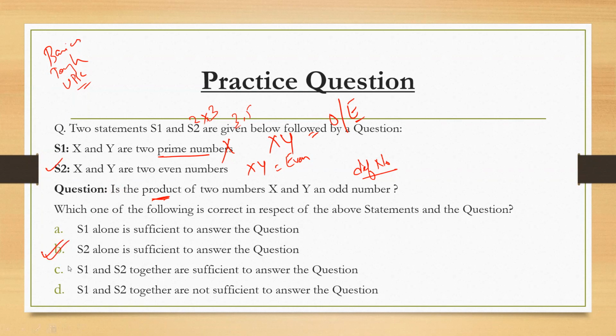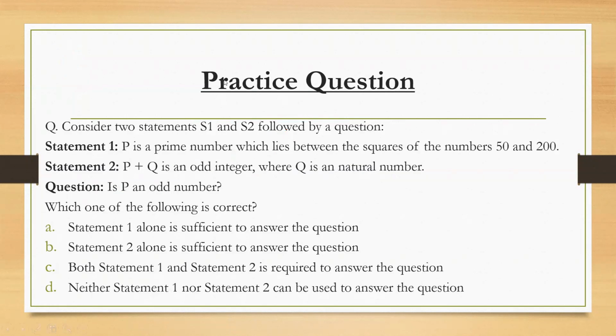Fine. Chalo. If this is clear to you, try this one. Next one. Again, the question is, is P an odd number? And two statements are given. The first statement is, P is a prime number which lies between the squares of the numbers. Statement 2 is, P plus Q is an odd integer. So you tell me which statement definitely answers your question.